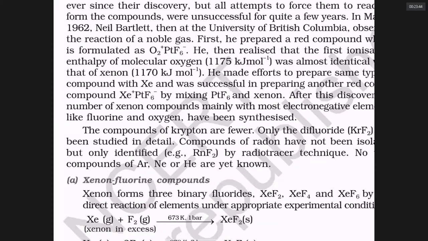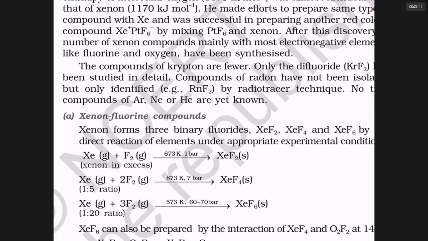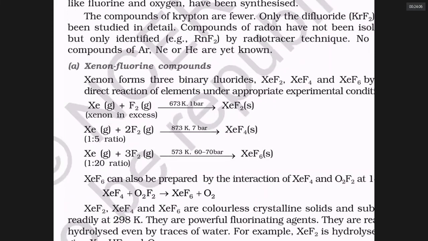By mixing xenon with most electronegative elements like fluorine, oxygen, under special conditions, you can make compounds. Only the most electronegative elements can combine with xenon, not others. If you vary the ratio of fluorine and xenon under different conditions and different temperatures, you can make XeF2, XeF4, XeF6. And by reacting XeF4 with dioxygen difluoride, O2F2, which has an open book-like structure, you can get XeF6.